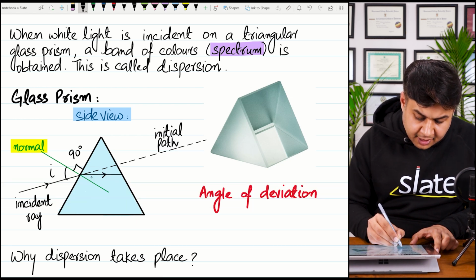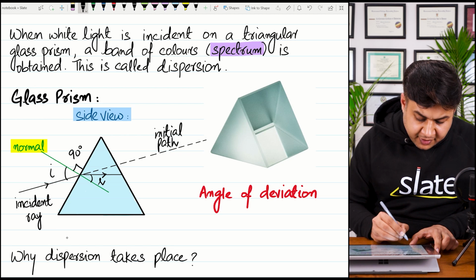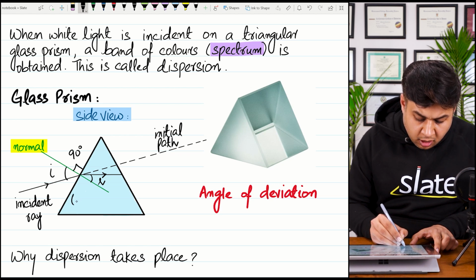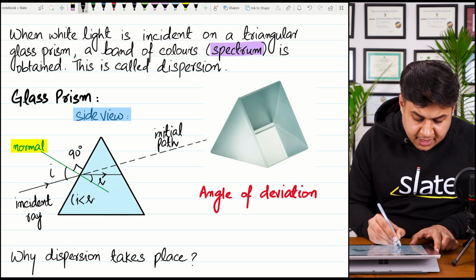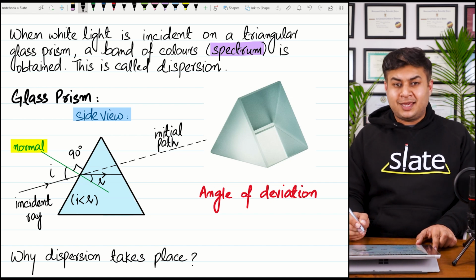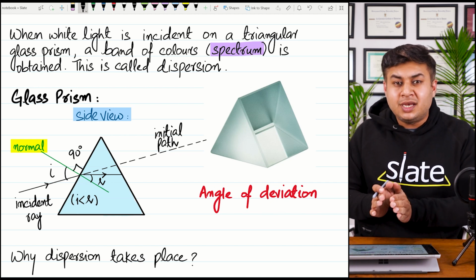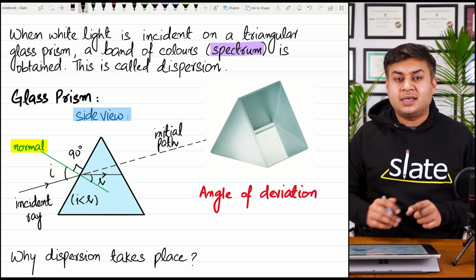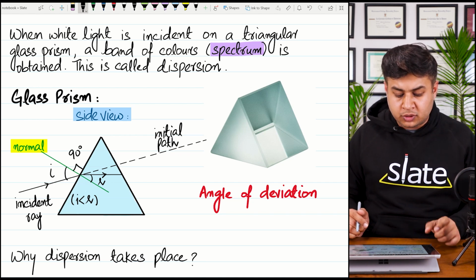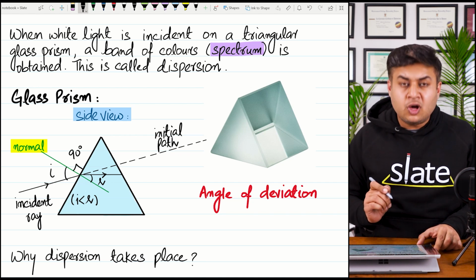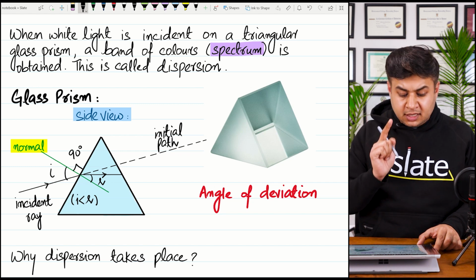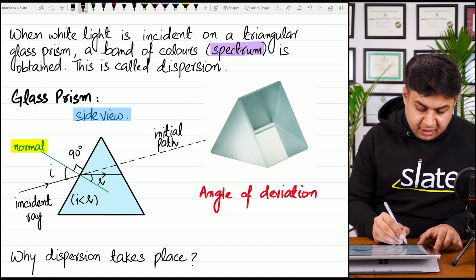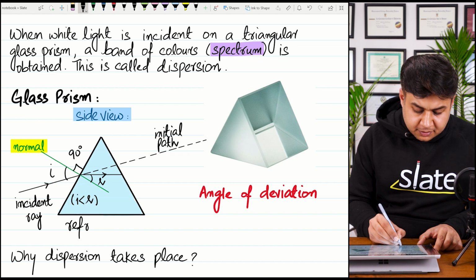This is the refracted ray and this is the angle of refraction. Here, the angle of refraction is less than the angle of incidence, because the ray is entering a dense medium, so the angle of refraction is smaller than the angle of incidence. So, which phenomenon is taking place at the surface of the glass? Refraction is taking place.